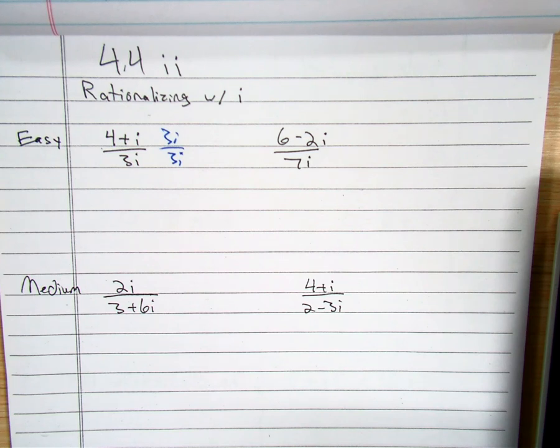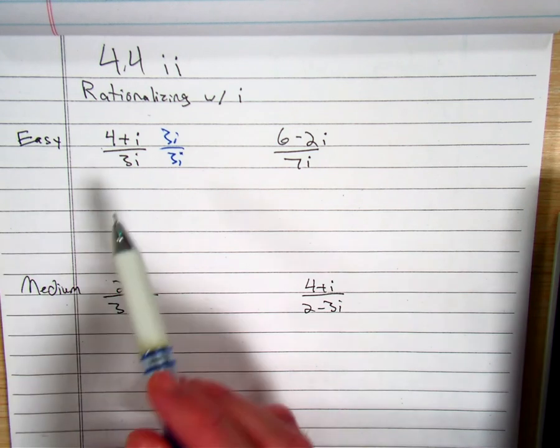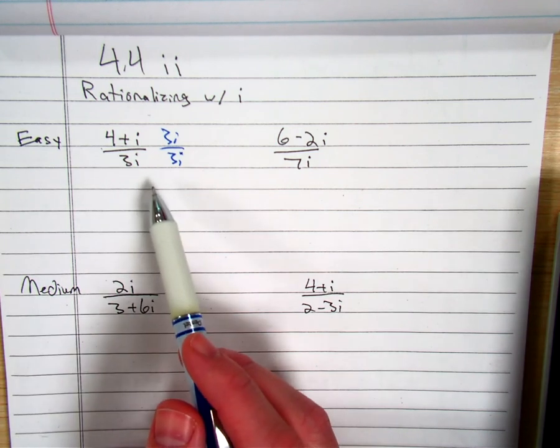Here we are at 4.4, day 2. We're going to be looking at rationalizing, getting those i's off the bottom of a fraction, and then we're going to take a look at solving. Okay? So step 1, we kind of hinted at this a little bit yesterday.